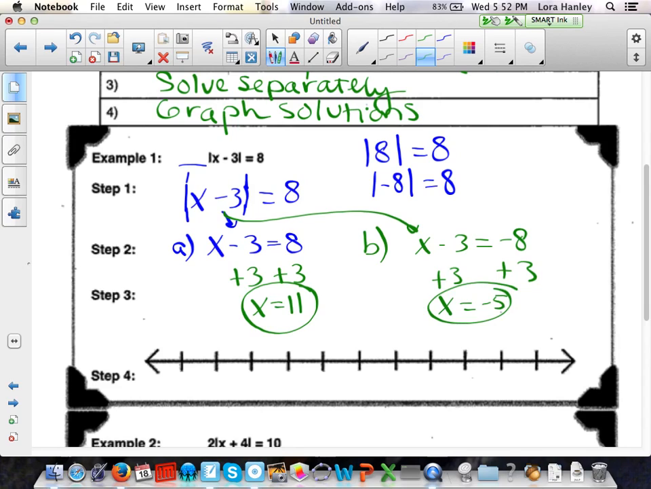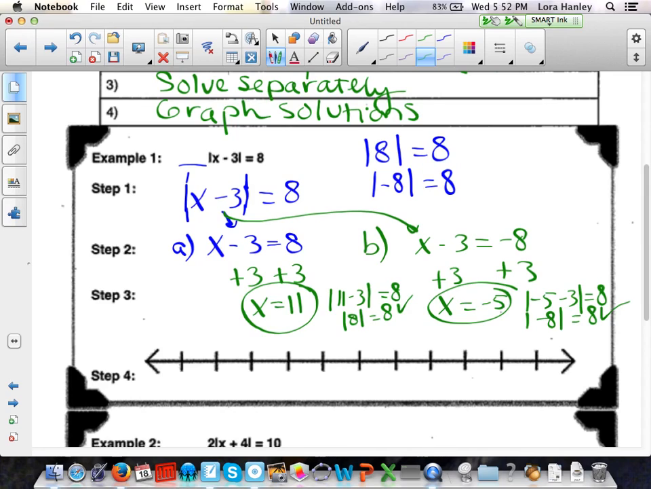Now you always want to go back and check those. So if we substitute these back in, 11 minus 3 gives me 8. Is the absolute value of 8 equal to 8? Yes. So 11 minus 3 checks. On the other side, we would have negative 5 minus 3. Well, that gives me negative 8. The absolute value of negative 8 is still 8. So we're all set with both checks.